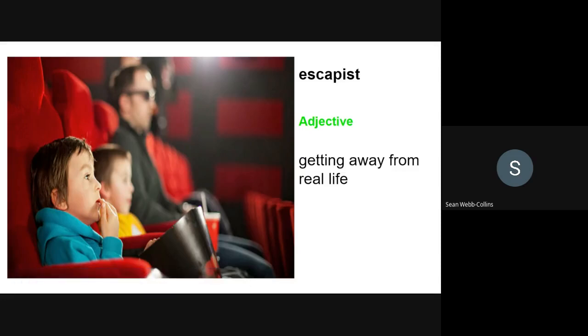And what is the verb form? That's right, escape. For example, movies are an escape from daily life. And there are two noun forms that we're looking at this unit. What are they? That's right, an escape and an escapist. So once more, the word forms are the nouns, an escape and an escapist, the verb escape, and the adjective escapist.